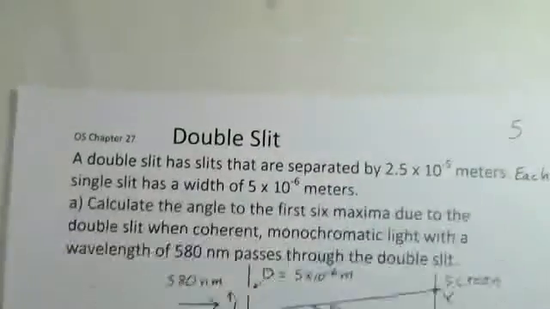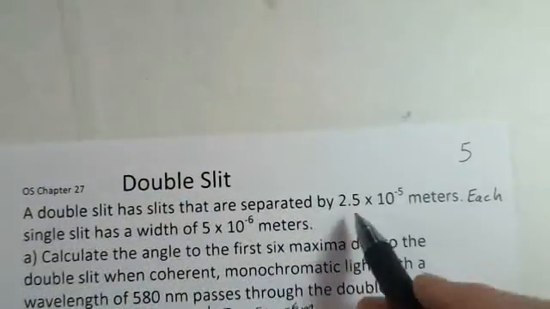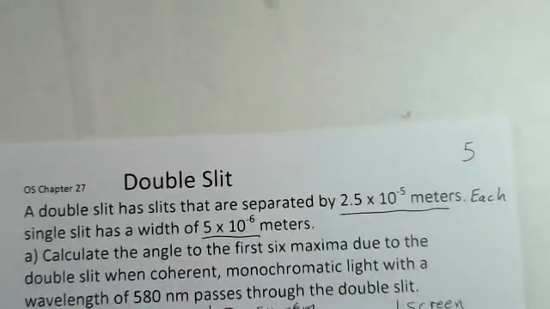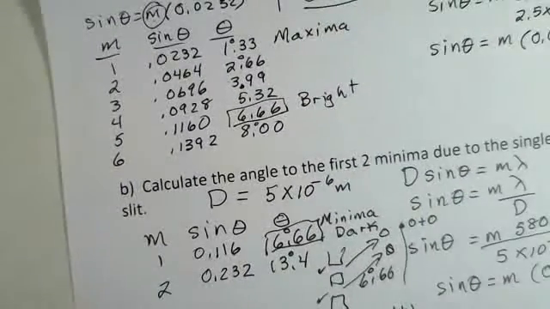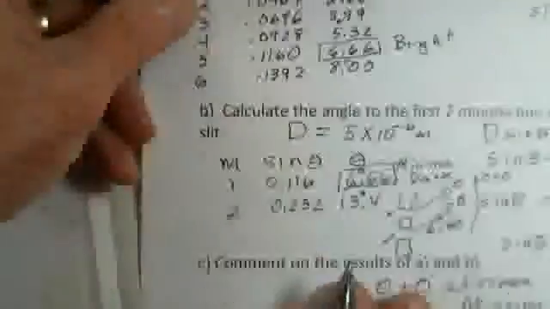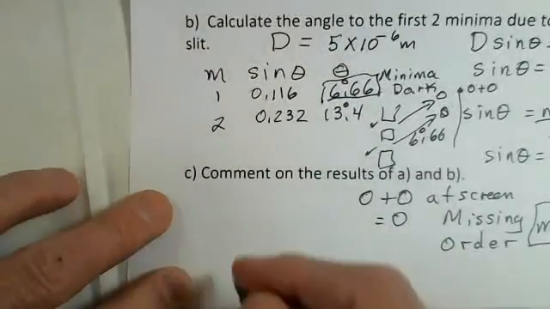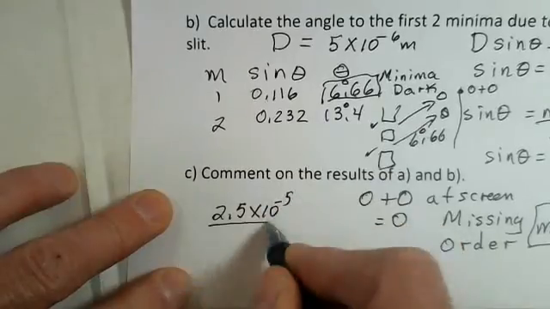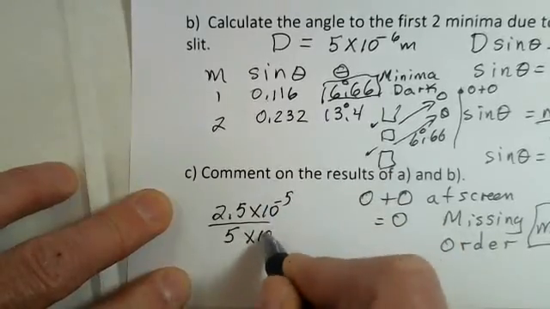I'd ask you to take a look and see if you see any relationship between 2.5 times 10 to the minus 5 and 5 times 10 to the minus 6. I'll write them down here. 2.5 times 10 to the minus 5, 5 times 10 to the minus 6.